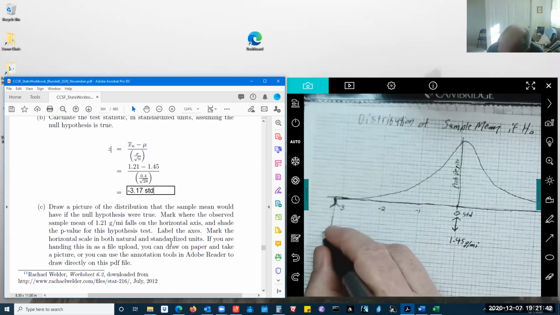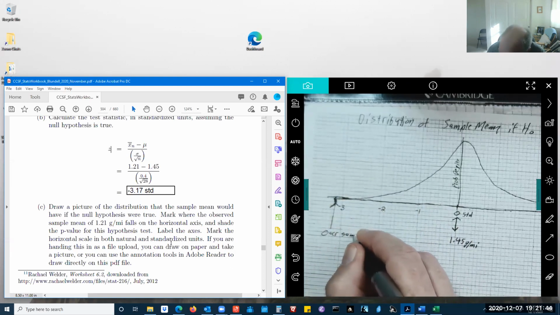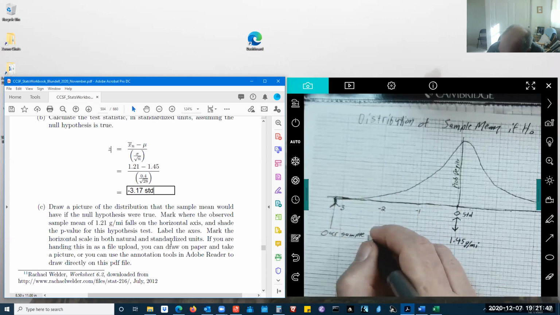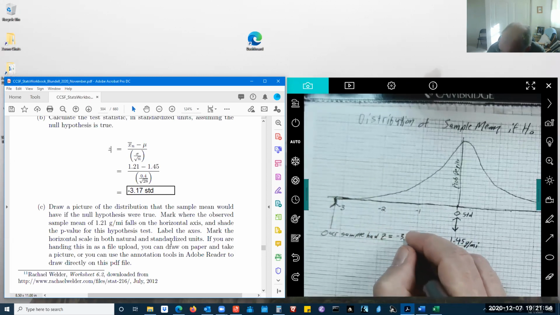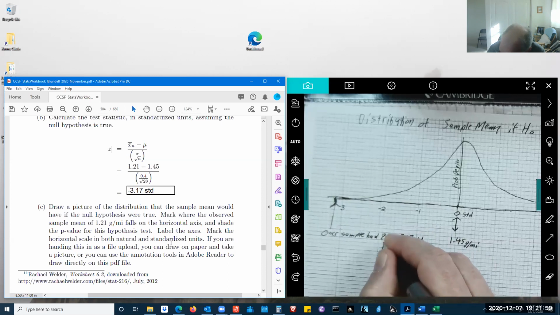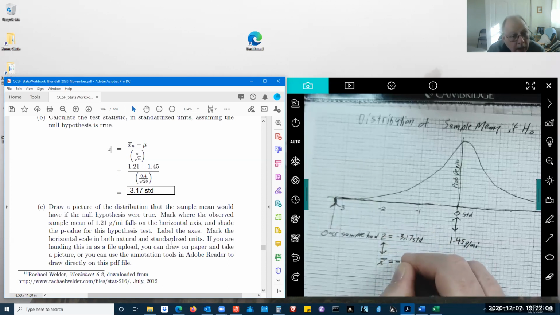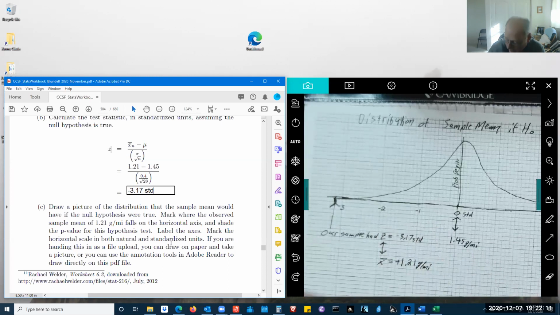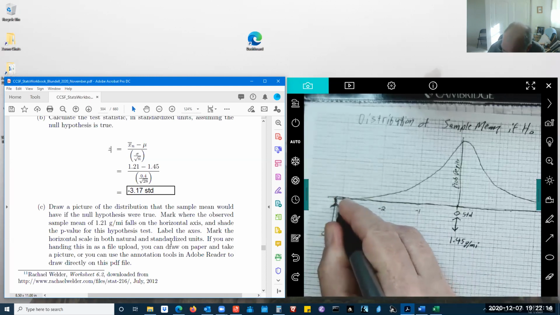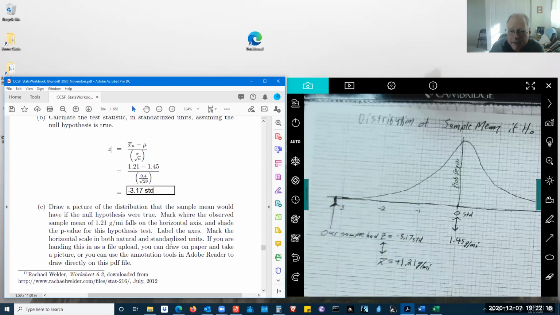Okay. Our sample is at Z equals -3.17 STDs, or 1.21 grams per mile. That's this point here, far back at the tail.